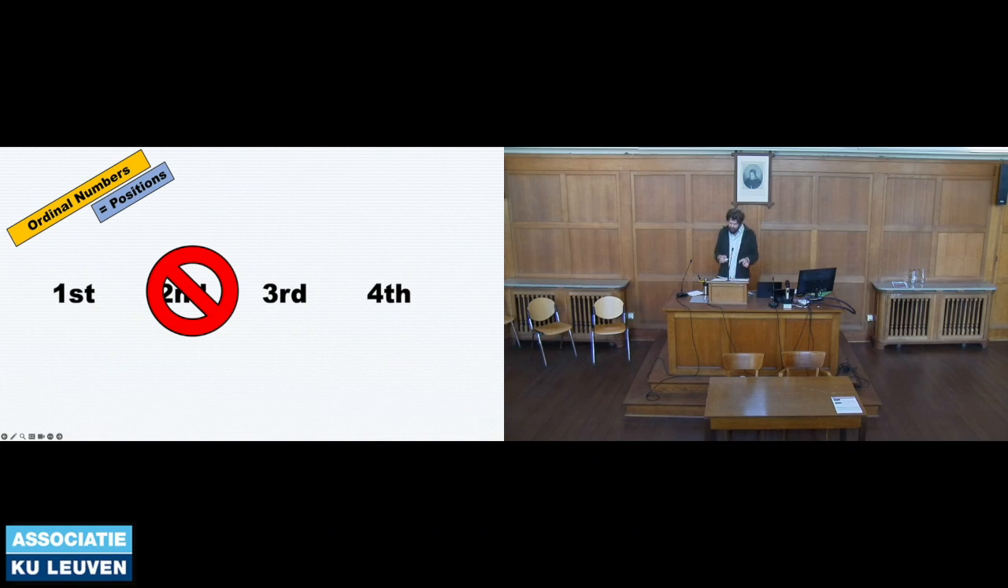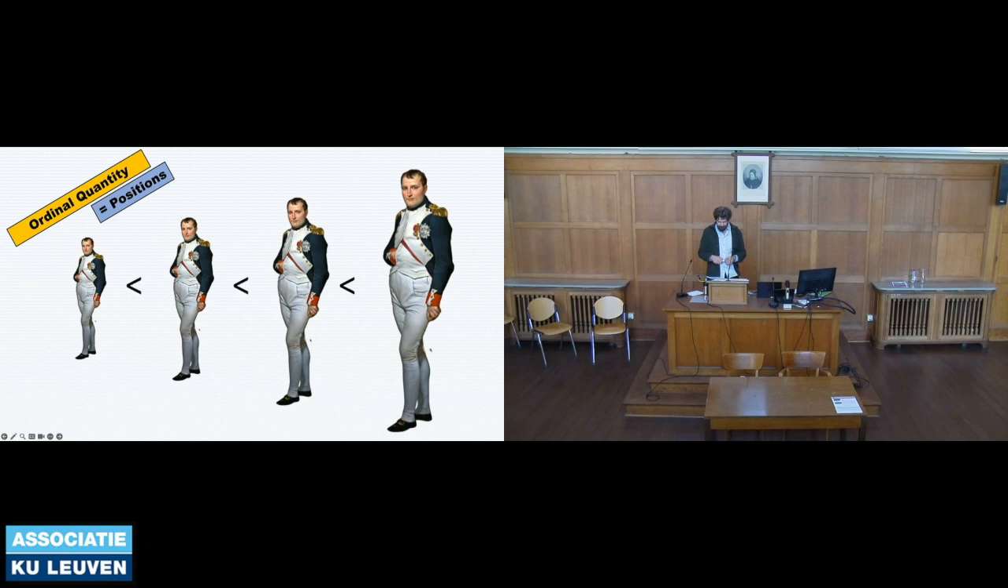Now, when we apply this idea of ordinal number to quantity, we get the idea of ordinal quantity. We get the idea that quantity, the more and less, the small and large, refers to positions rather than measurements or amounts. This means that quantities can be ranked in an order from small to large, but they cannot be divided into units of measurement. Again, the quantities are positions rather than measurable amounts.